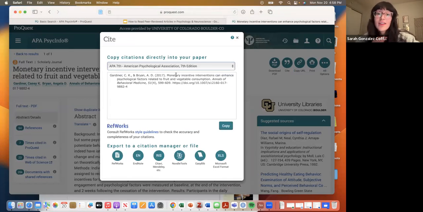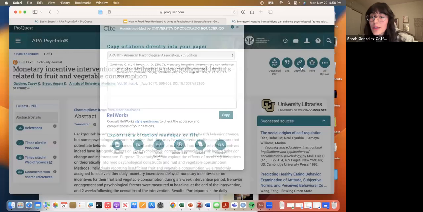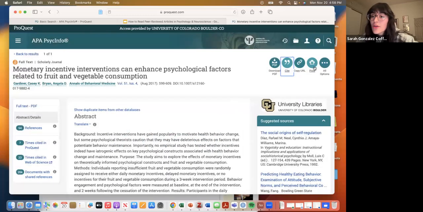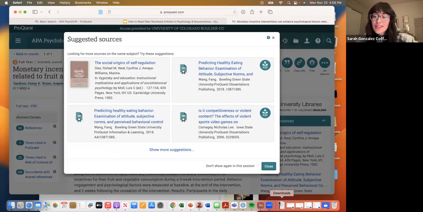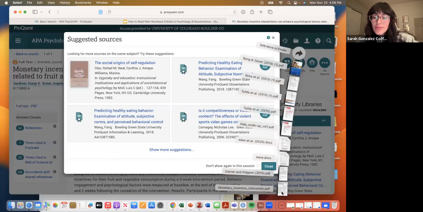Say your professor did not give you the APA citation, but wants you to provide one. You can do it this way through ProQuest, which is really great. You can copy the URL. You can print it, or you can download a PDF copy as well. So say that you really like reading the paper after printing it off.